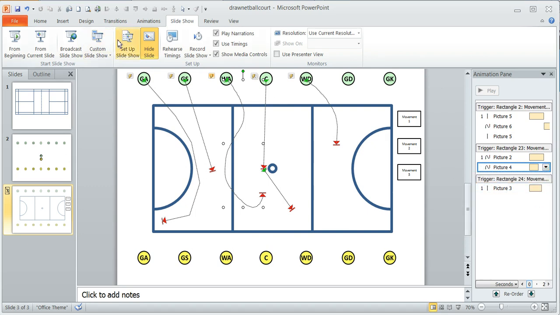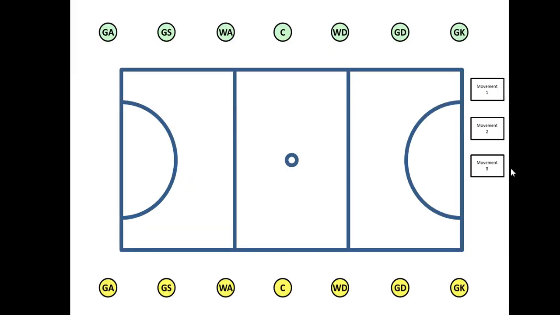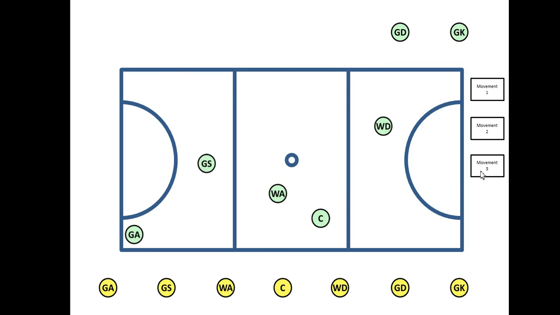So if I now run my presentation, so if I go to slideshow from current slide, if I do movement 2, we see those 2 moving at the same time. Movement 1 is the centre, the wing defence, and then the centre again. And then movement 3 is that object there.